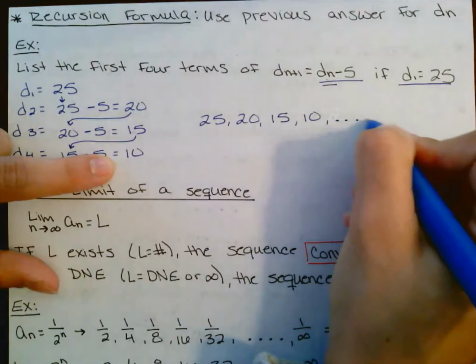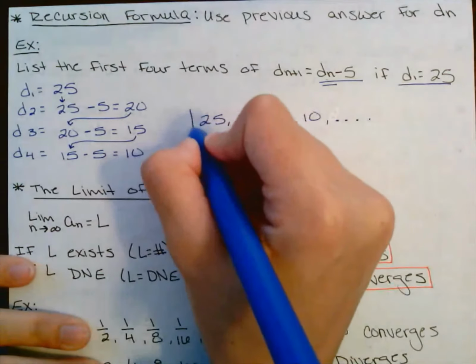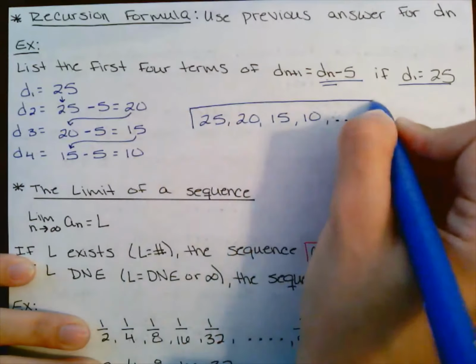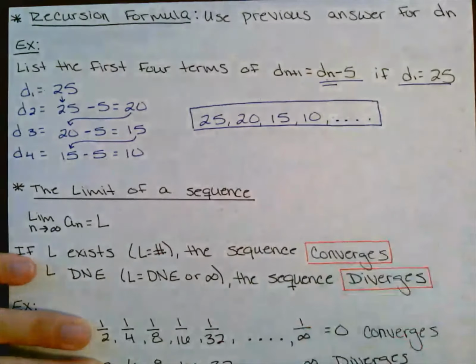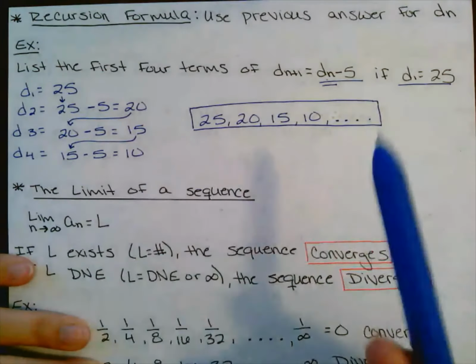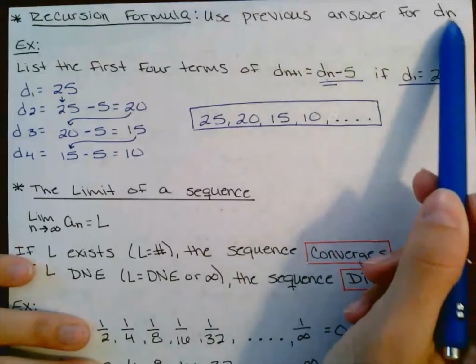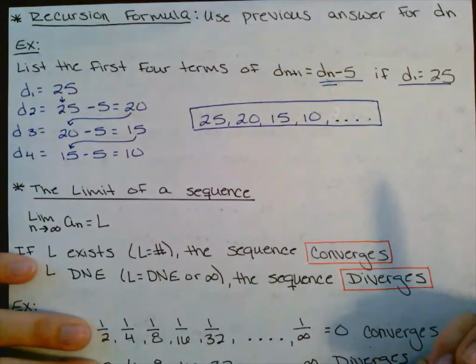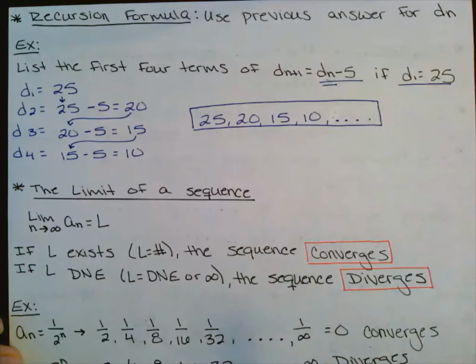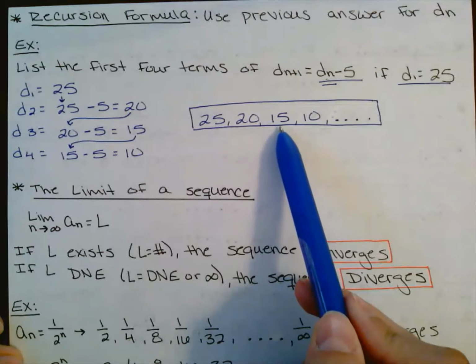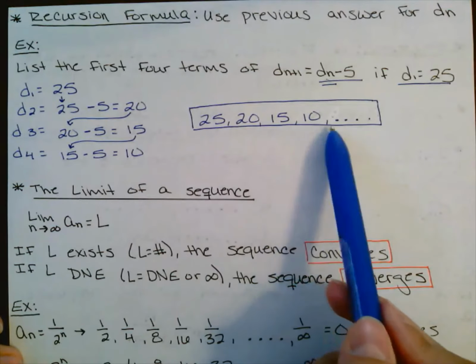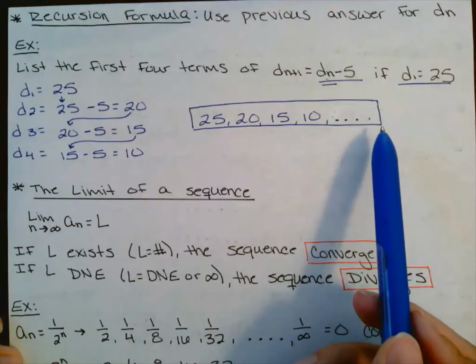And again, we include these dots because remember the terms do go on into an infinite amount of terms. We are just listing the first four. All right, so one more time, recursion formula. You're putting the previous answer in for that d sub n, okay? So I mentioned to you that we put these dots because these terms in the sequence could go on forever into infinity, okay?